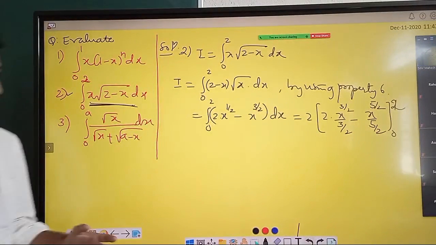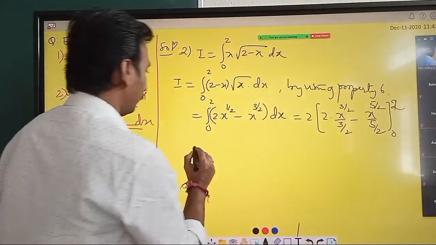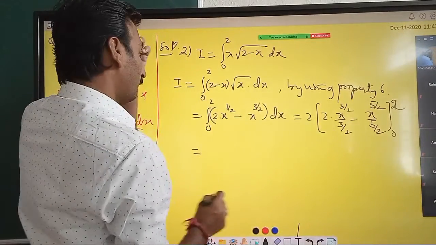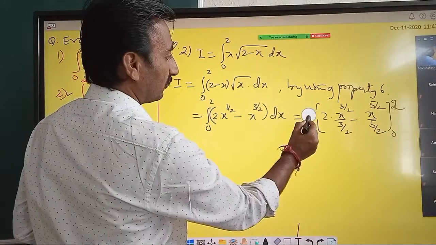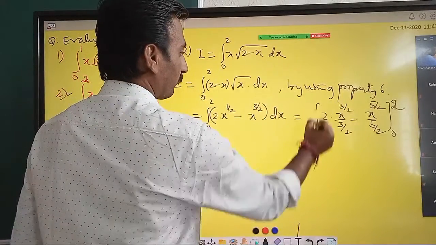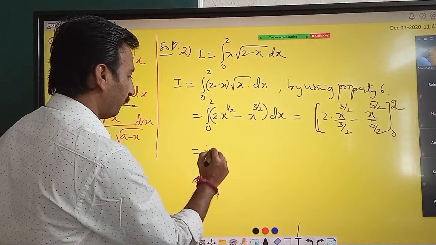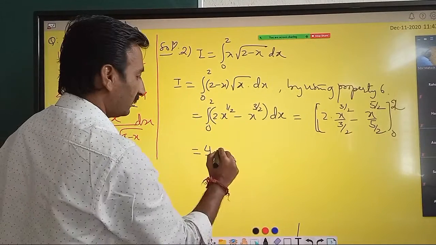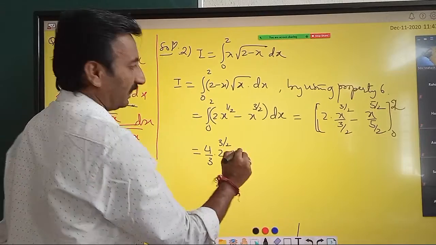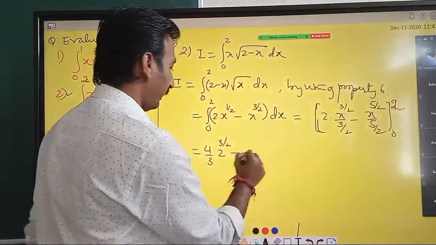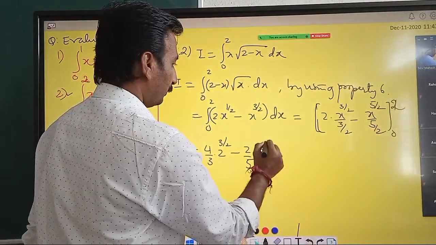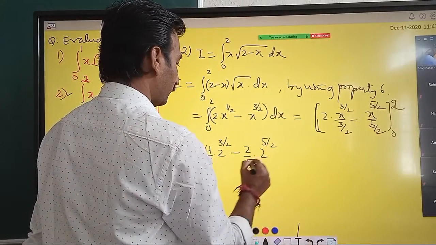Now this 2 goes to the numerator. What can I do? It is 4 by 3 times 2 raised to 3 by 2, minus this 2 goes to the numerator, 2 by 5 times 2 raised to 5 by 2. Correct.